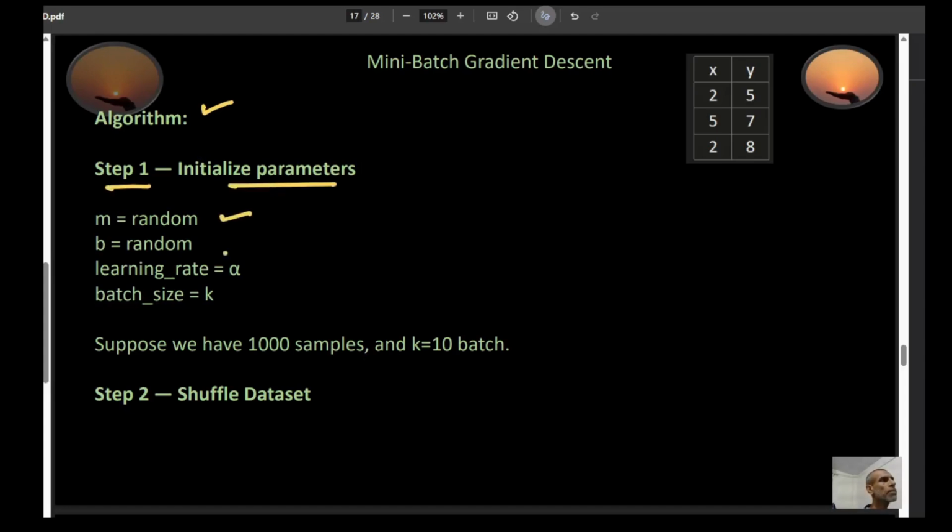So pick up your M, pick up your B, let them be some random numbers, pick up your learning rate alpha, and also specify your batch size. That would be my K. So suppose I have 1000 samples, and suppose I pick K equal to 10 batches. Step 2, you shuffle your data set.